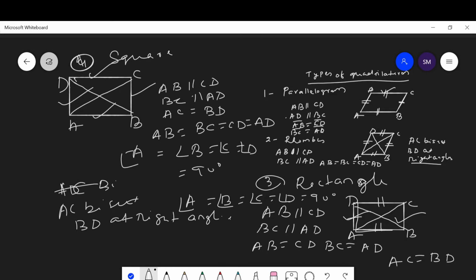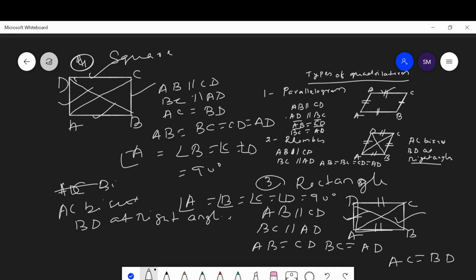Now let us discuss parallelogram. All rectangles are parallelogram, but all parallelograms are not rectangle. All squares are parallelogram, but all parallelograms are not squares. All rhombus are parallelogram, but all parallelograms are not rhombus. Another major property is all squares are rhombus, but all rhombus are not square. All squares are rectangle, but all rectangles are not squares.